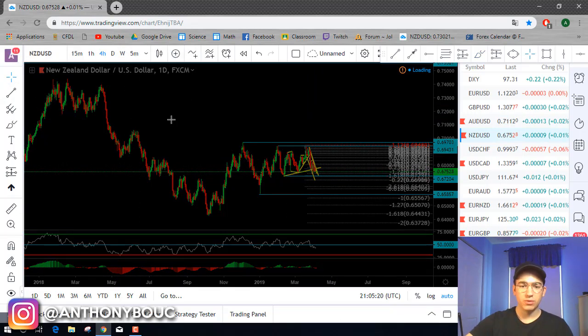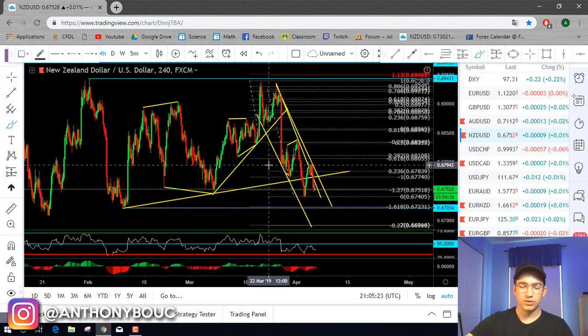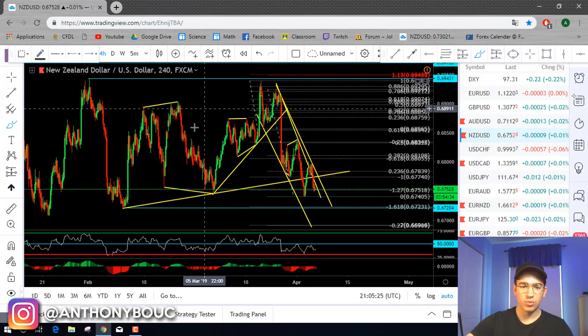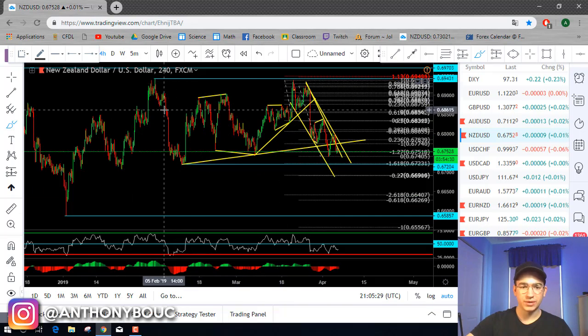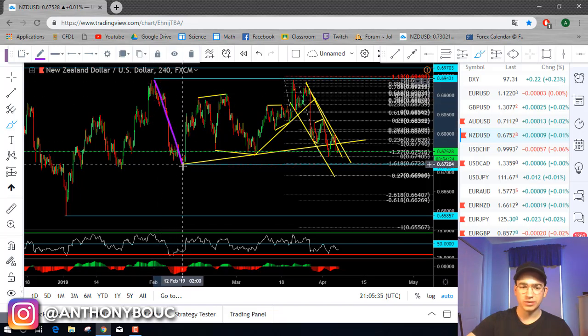So when we go on the lower time frame, the trade setup was actually within this part here of the bigger pattern. Now, if we look closely at this part, what we can see is that we actually have an impulse.